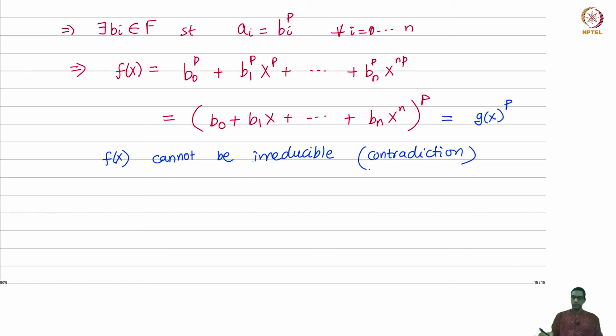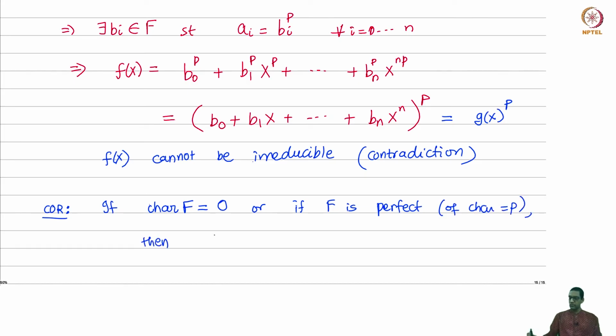Okay, and so as some consolation to the failure of separability in general for irreducibles, if the characteristic of the field is 0, or if the field is perfect of some finite characteristic p, then you conclude that any irreducible polynomial f in F[x] is automatically separable. So in particular this holds for finite fields as well.